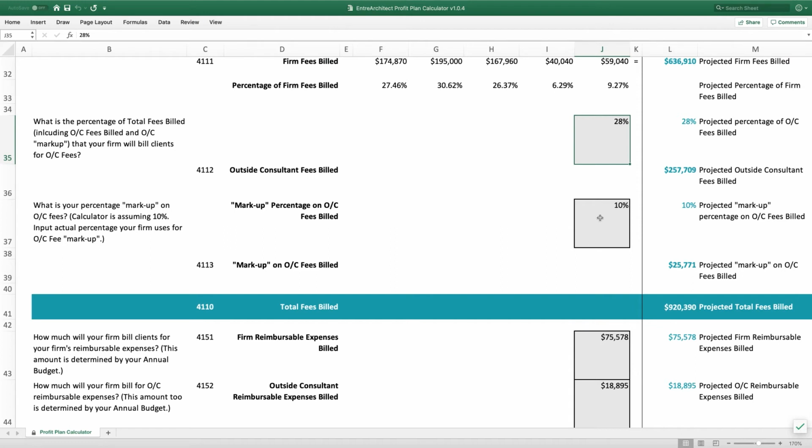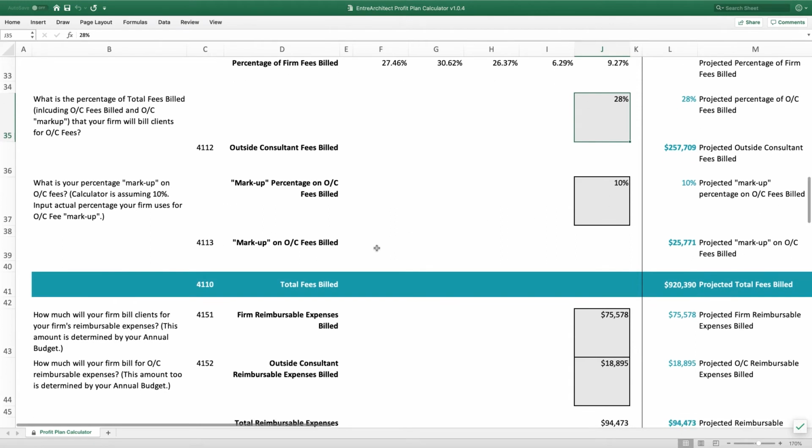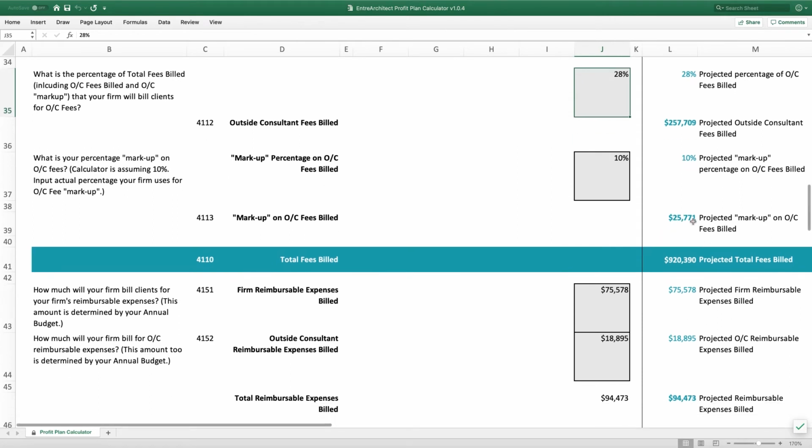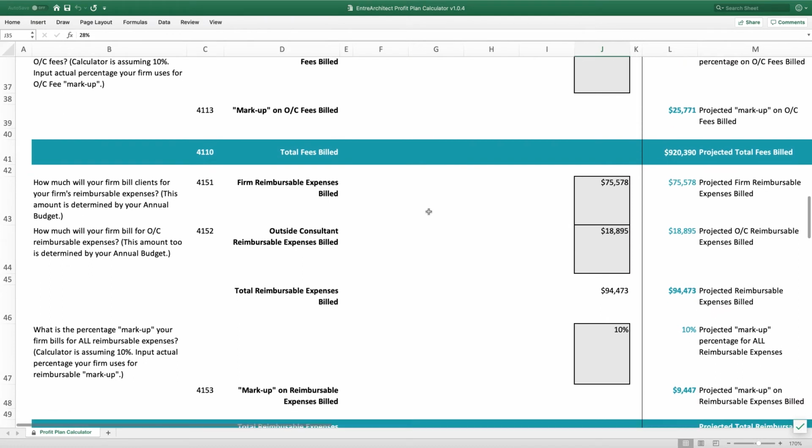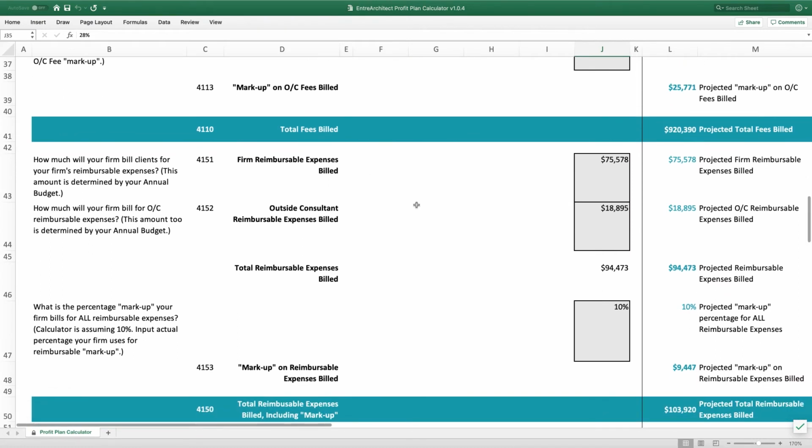The calculator is assuming 10%. You can plug in whatever you want here, and it's going to give you the markup amount right here of 25,771. So it's 10% of this number up here for your markup. Then we roll into firm expenses, reimbursable expenses.